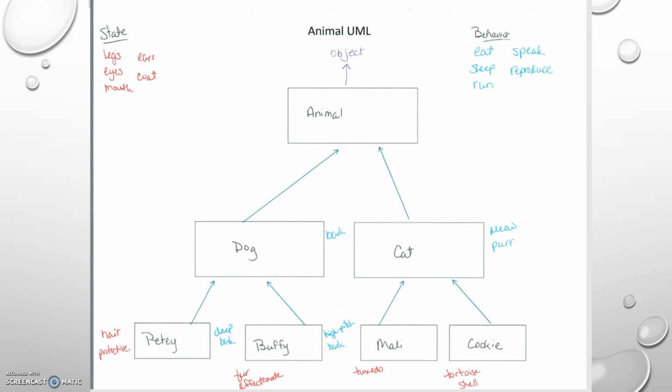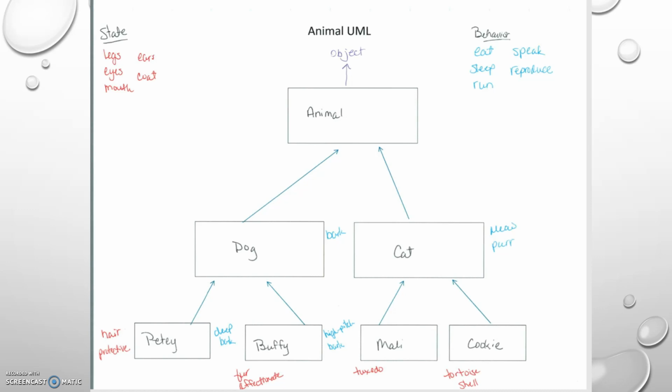When we think about the animal class, we want to think about the states, which are the characteristics or variables, and the behaviors, which are going to be the methods of an animal class. When you're thinking about your states and behaviors, you want to think about what are the most common characteristics of my class and what are the most common behaviors of my class.